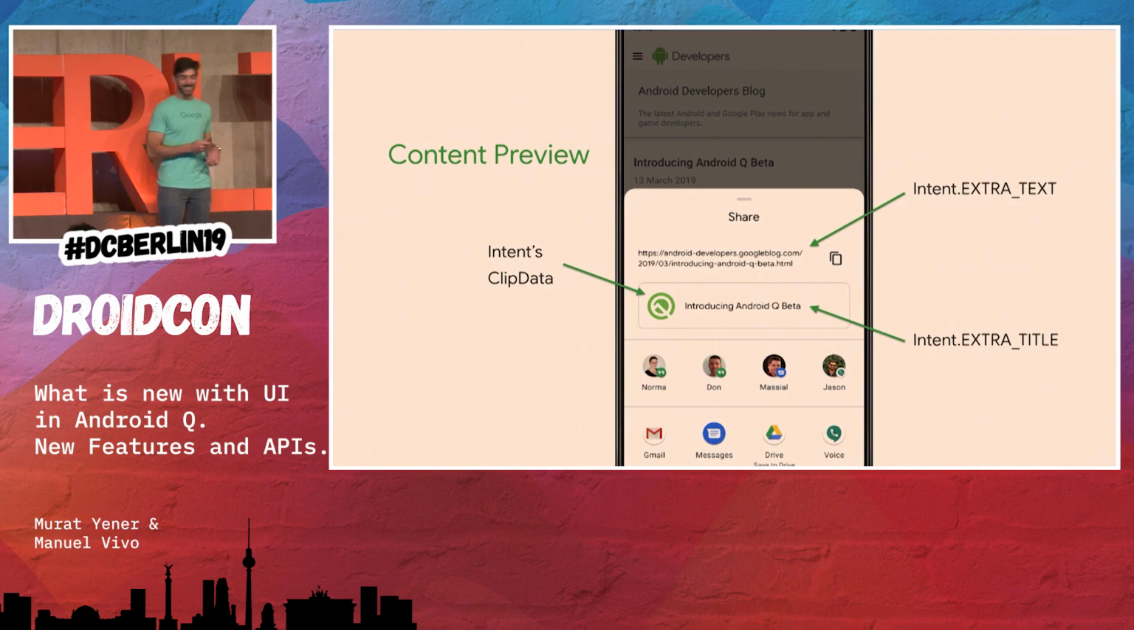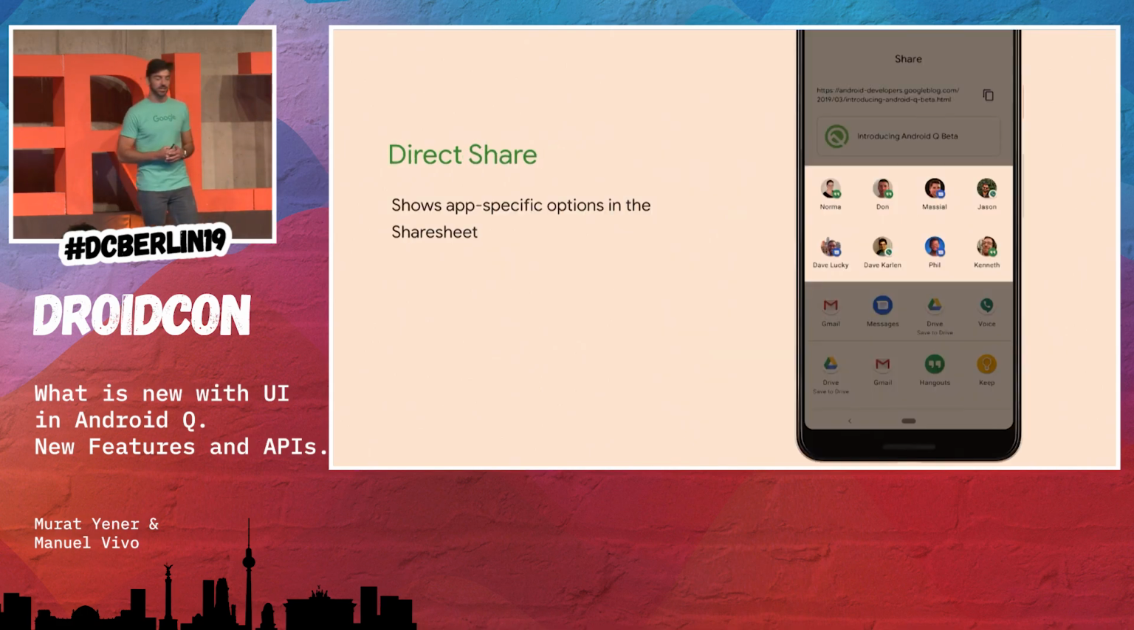Okay, great. So let's move on to Direct Share. Direct Share is a feature that allows apps to show app-specific options directly in the share sheet. So as you can see, it's highlighted on the screen. And now, when you want to share some text, you just click on that person's face, and it will jump straight into that application and share the content with it. So you don't have to open the app, select the contact, and then share it.